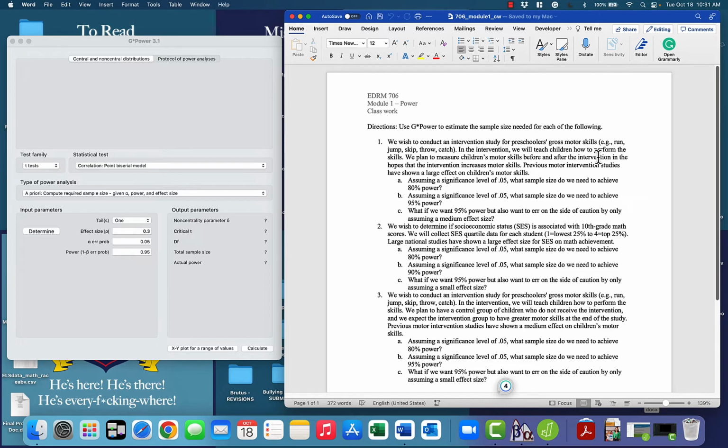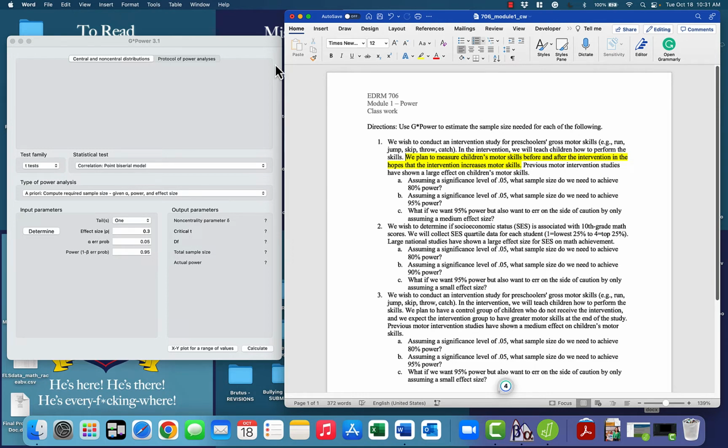In the intervention, we will teach children how to perform the skills. We plan to measure children's motor skills before and after the intervention in the hopes that the intervention increases motor skills. And so I'm going to highlight that because that sentence gives us a lot of information about what we're going to need. And then previous motor intervention studies have shown a large effect on children's motor skills. Okay, so assuming a significance level of 0.05, what sample size do we need to achieve 80% power?